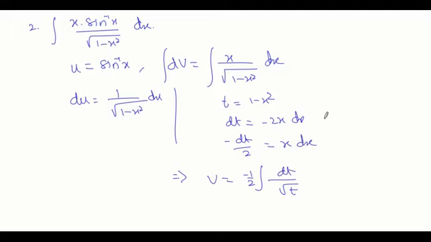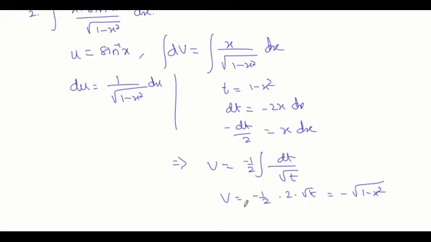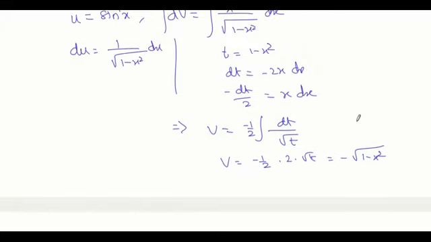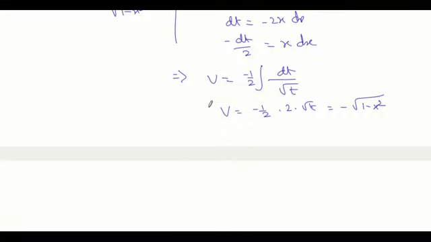Okay, we remember the formula, children. Integral 1 by root t is 2 root t. Therefore minus 1 by 2 root t, which is nothing but minus root of 1 minus x square. What is that? It is v. Now v is minus root of 1 minus x square, and u is sin inverse of x.